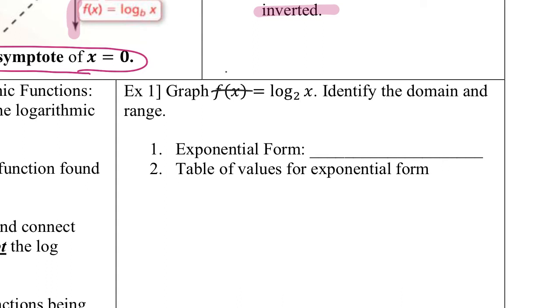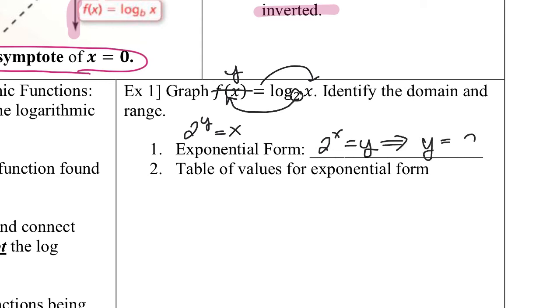So remember that f of x is just fancy for y. So if I try to change this to its exponential form, 2 is my base. So it's 2 to the y power is equal to x. But again, since it's an inverse, we always invert the x and the y variable. So we actually have 2 to the x is equal to y. Or, if it looks a little nicer, y equals 2 to the x.